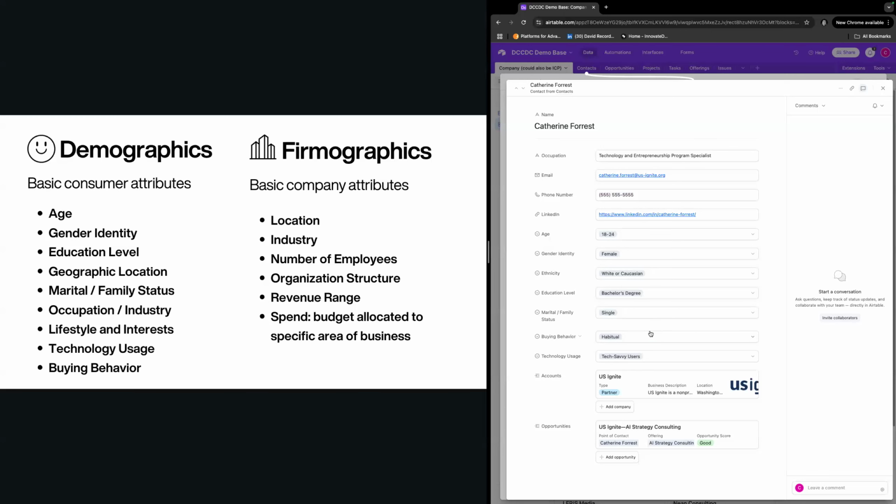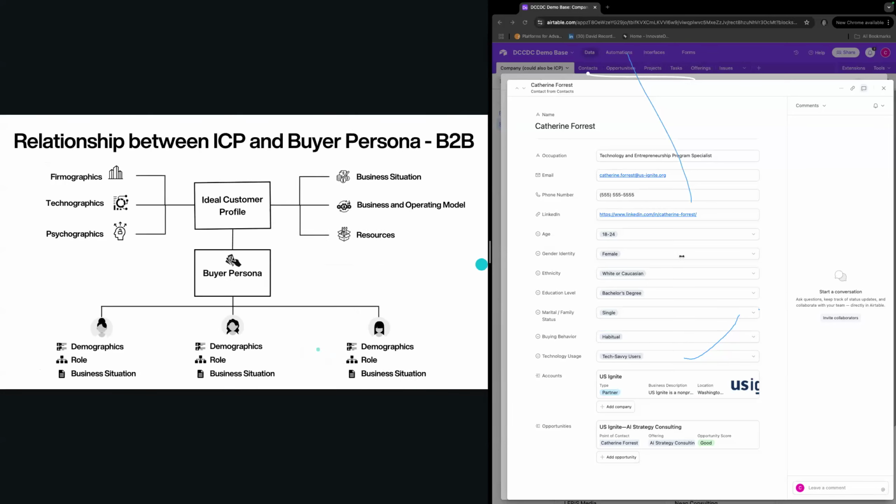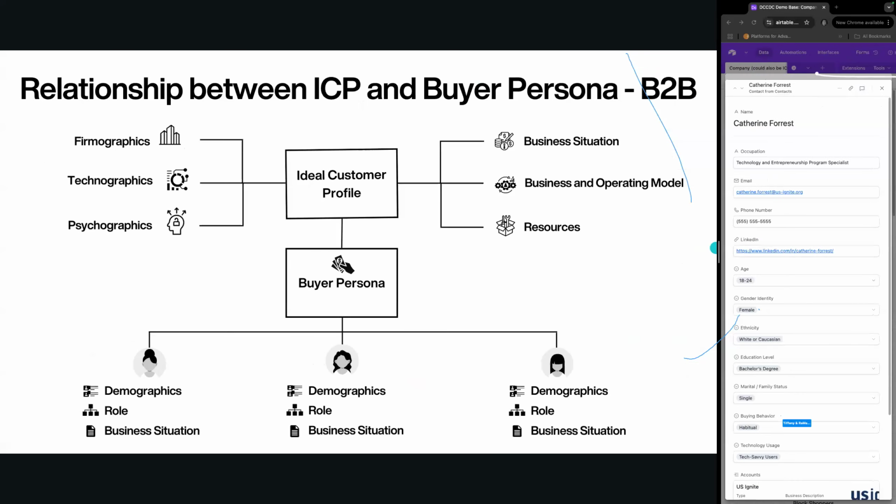And my buying behavior, here's a couple different examples of buying behaviors. Mine is habitual. Oh, that's super interesting. I've never seen that before. But habitual, right? So when I buy something, I like to buy that thing again.